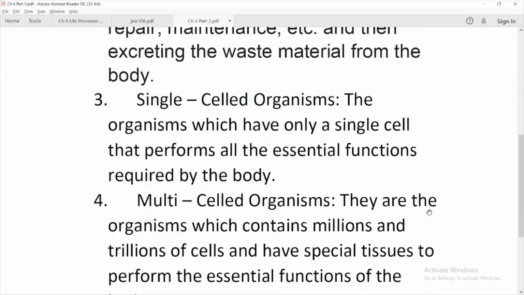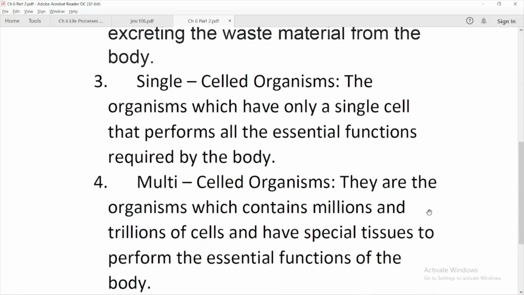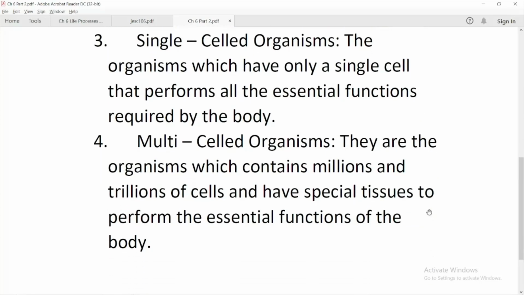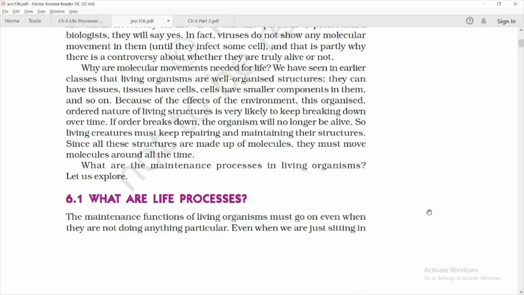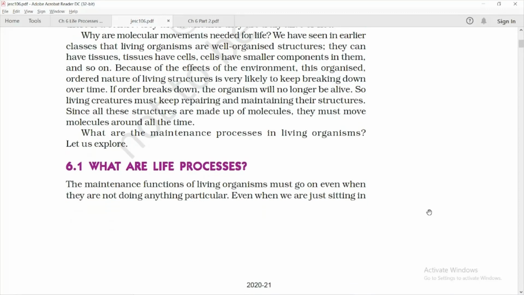Single-cell organisms are the organisms which have only a single cell that performs all the essential functions required by the body, for example, amoeba. Multicellular organisms are the organisms which contain millions and trillions of cells and have specialized tissues to perform the essential functions of the body, for example, human beings. So now let's read the NCERT.